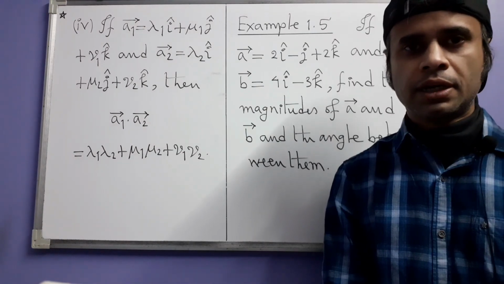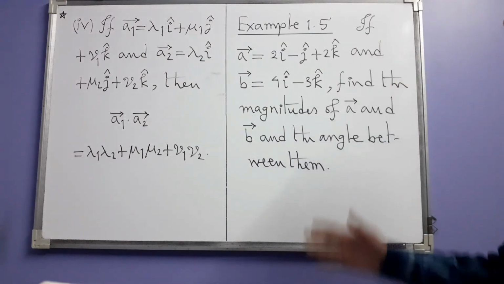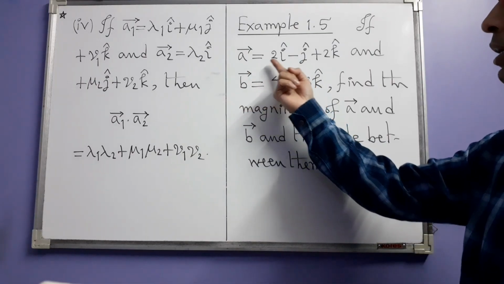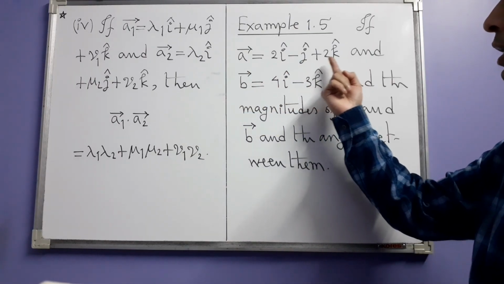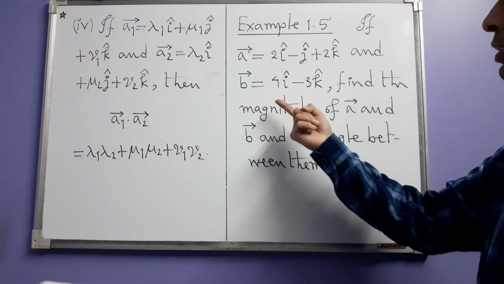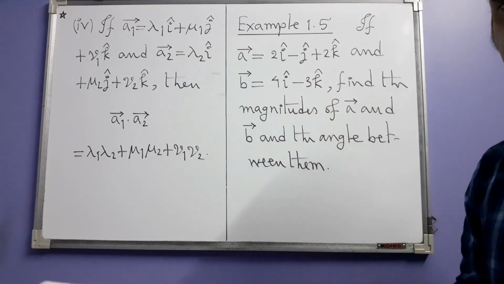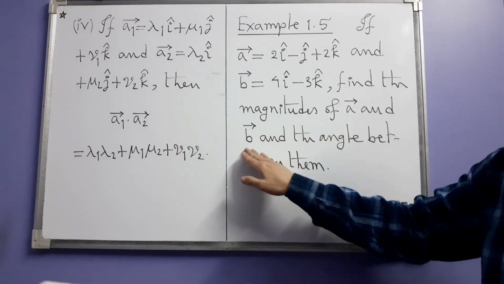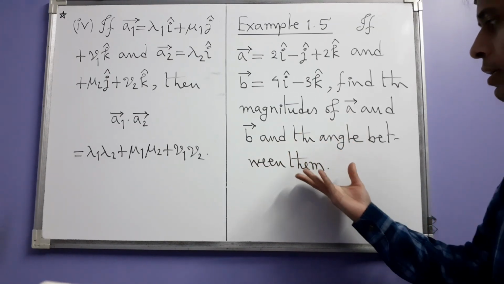Let's next see one example on this. Example 1.5. So here we have two vectors. Vector A is 2i hat minus j hat plus 2k hat, and vector B is 4i hat minus 3k hat. Then we have to find the magnitudes of A and B and the angle between them.